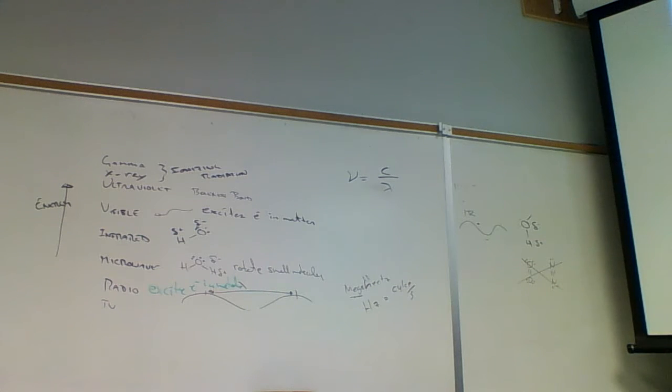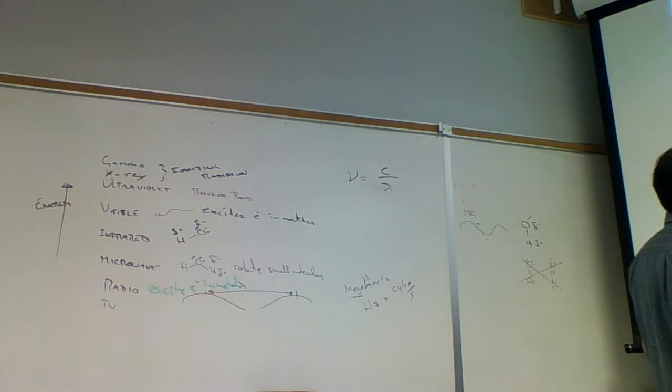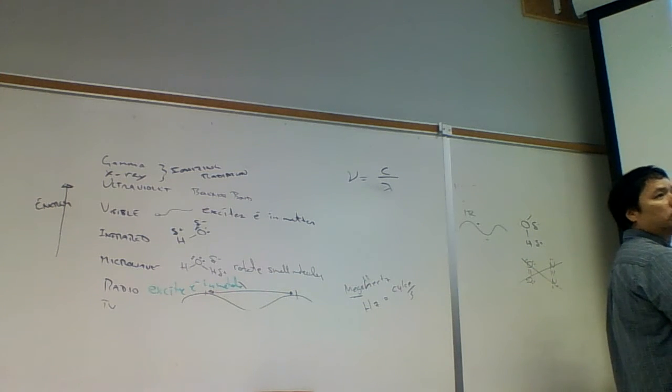Do you know the colors of the rainbow? Red. Everybody know it? Okay, Roy G. Biv, right? Red, orange, yellow, green, blue, indigo, violet. And so at 760 we start off with red. At 390 we end with violet. On the other side of red is called infrared. On the other side of violet is called ultraviolet.